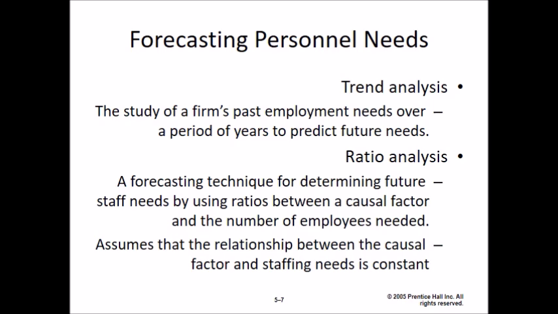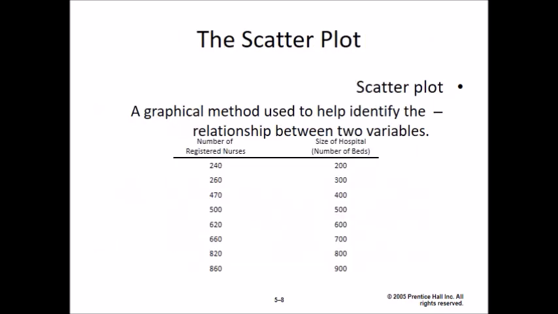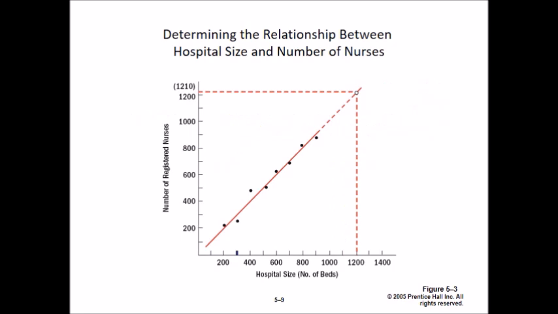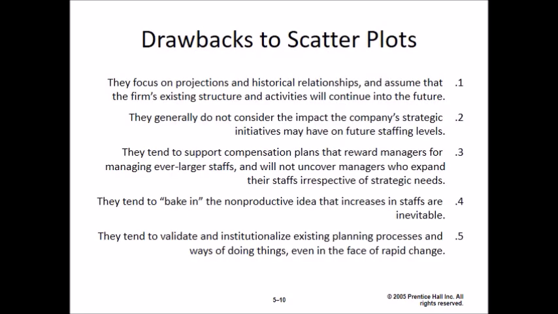HR managers can demonstrate the ratio analysis in a graphical form, which we usually call the scatter plot. In this sense, the HR manager provides a slope such as this, which indicates in a graphical form the relationship between the number of registered nurses and hospital size. Of course, you can take a look here at the drawbacks of the scatter plot. We have some drawbacks here.